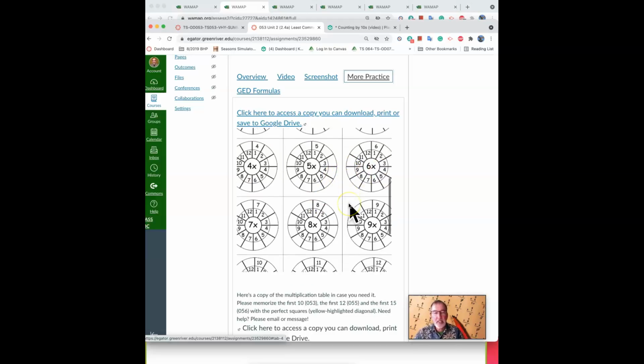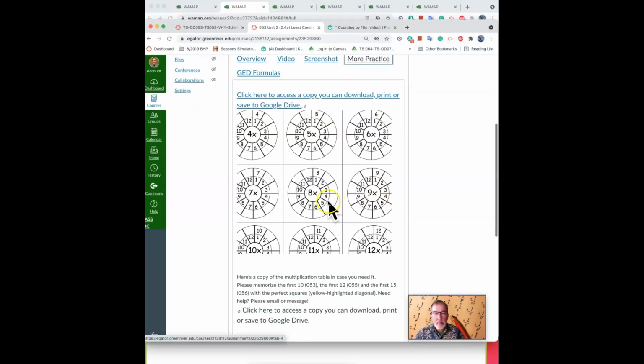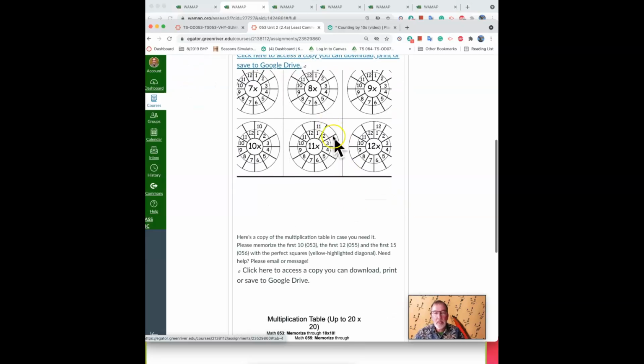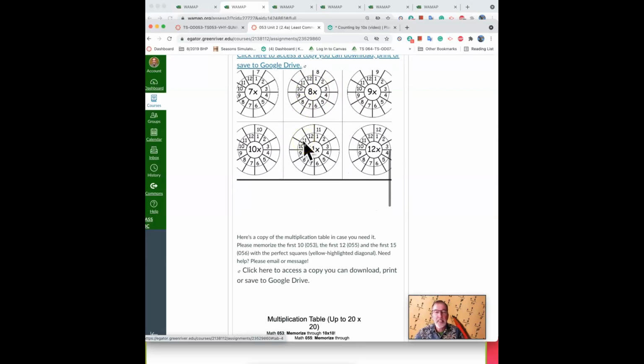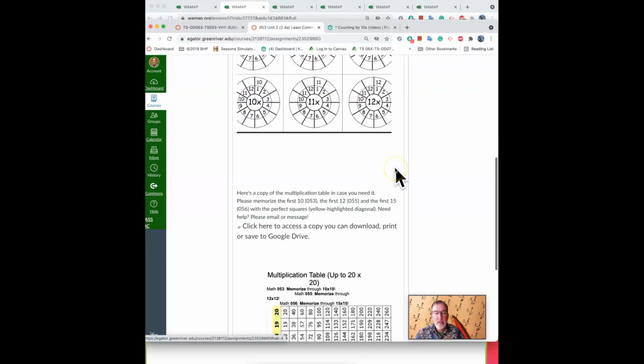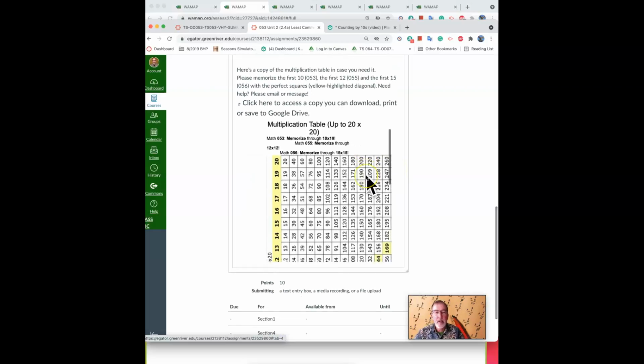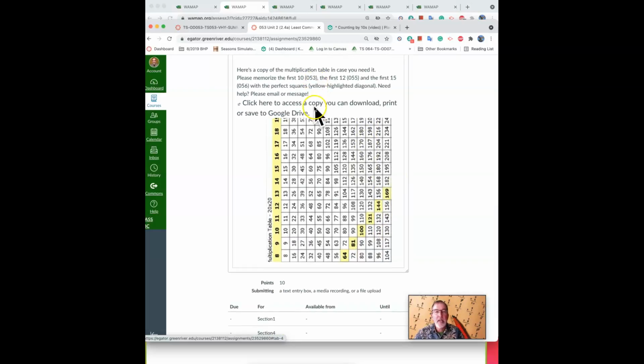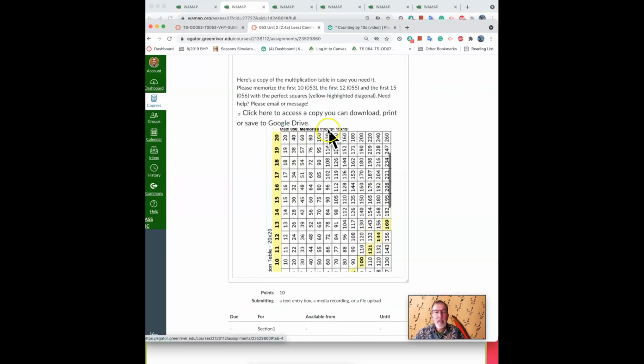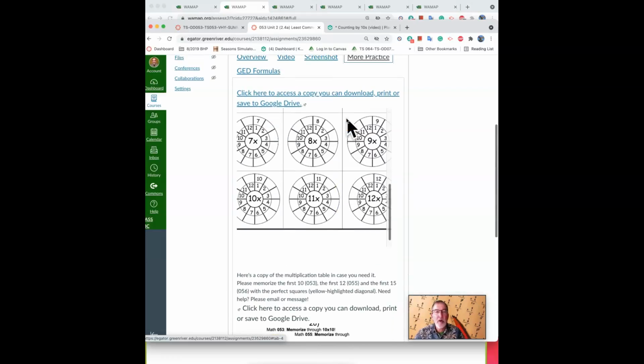I also have a second sheet in here. This one doesn't have the answers, so you'll need a multiplication table to check your answers with. So that is here below, right here. And there are links to print these out, or you can just look at them online.